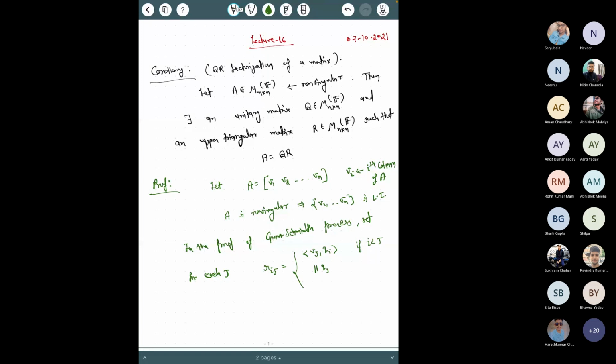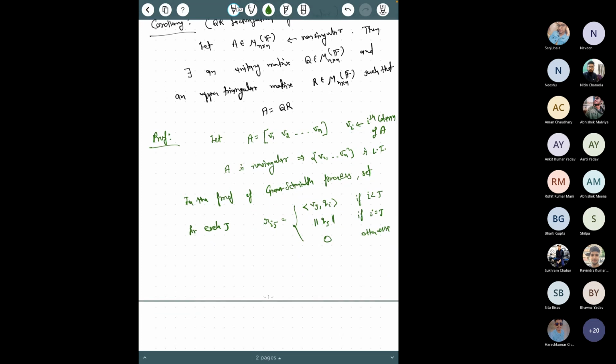These are the entries of our upper triangular matrix. With this, set q as the vectors which you get after applying the Gram-Schmidt process on v1 to vn, so we get q1 to qn. Arrange these as columns of a matrix and call this matrix Q. Since the columns are orthogonal and you can normalize them, they become orthonormal. So this Q is a unitary matrix, and you set R as this Rij.